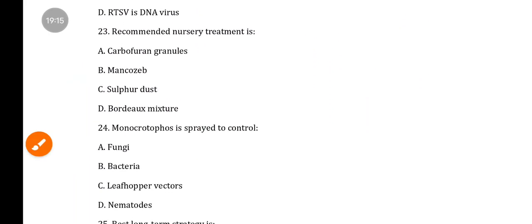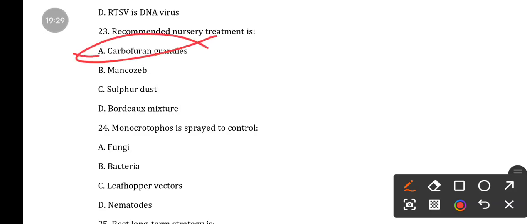Next, question number 23. Recommended nursery treatment is option A carbofuran granules, option B mancozeb, option C sulfur dust, or option D borax mixture. Here the answer is carbofuran granules. For the nursery treatment for the management of Rice Tungro disease, carbofuran granules is used for the management of vector. We can't manage the virus with fungicide or insecticide or any chemicals. We have to manage the vectors only.